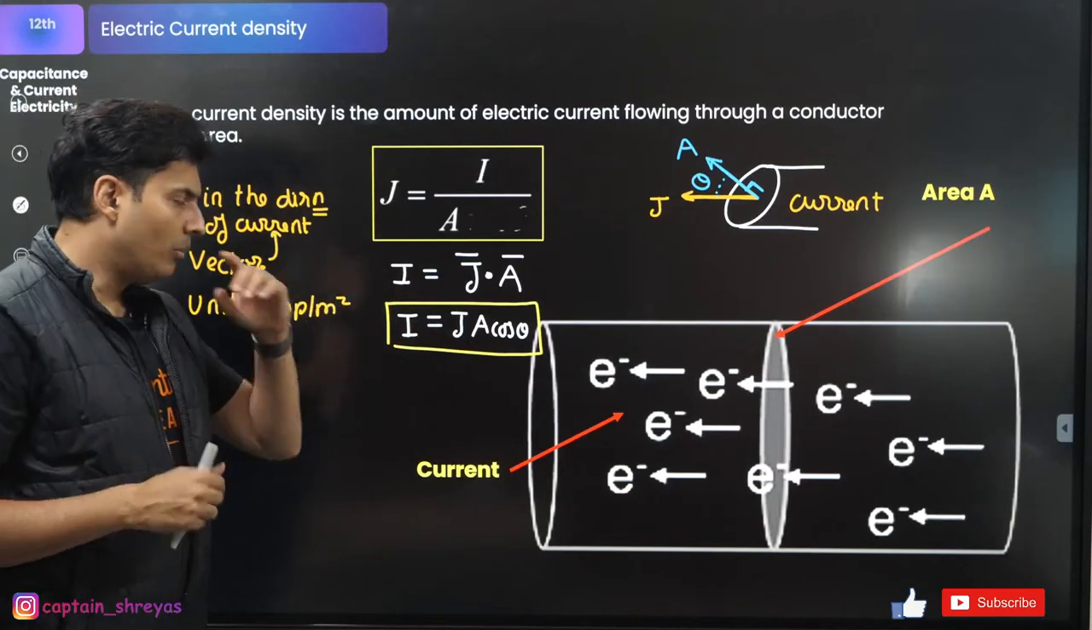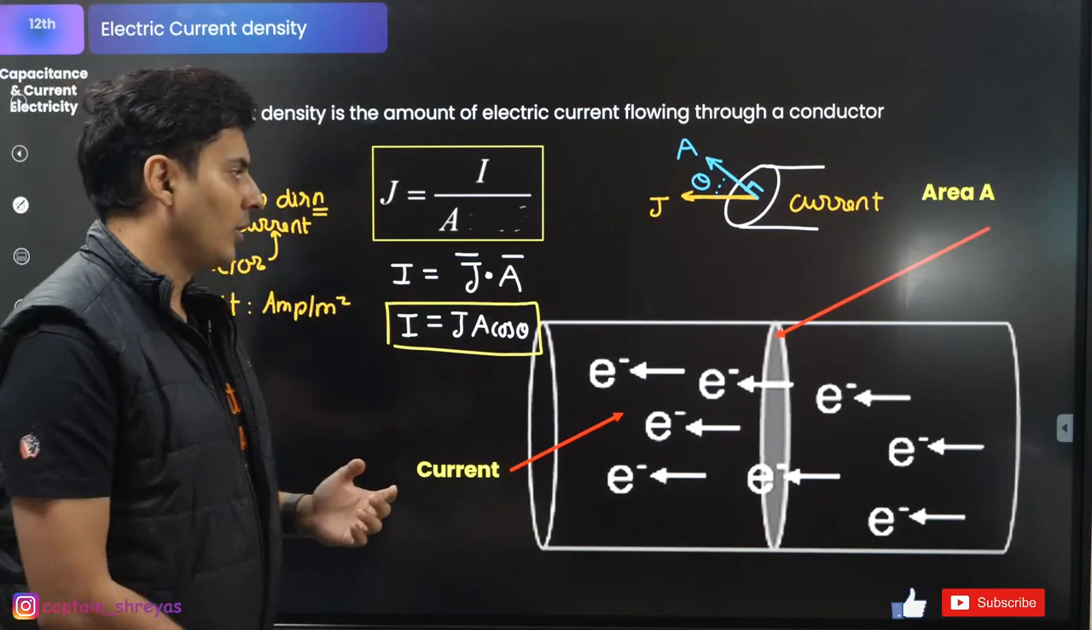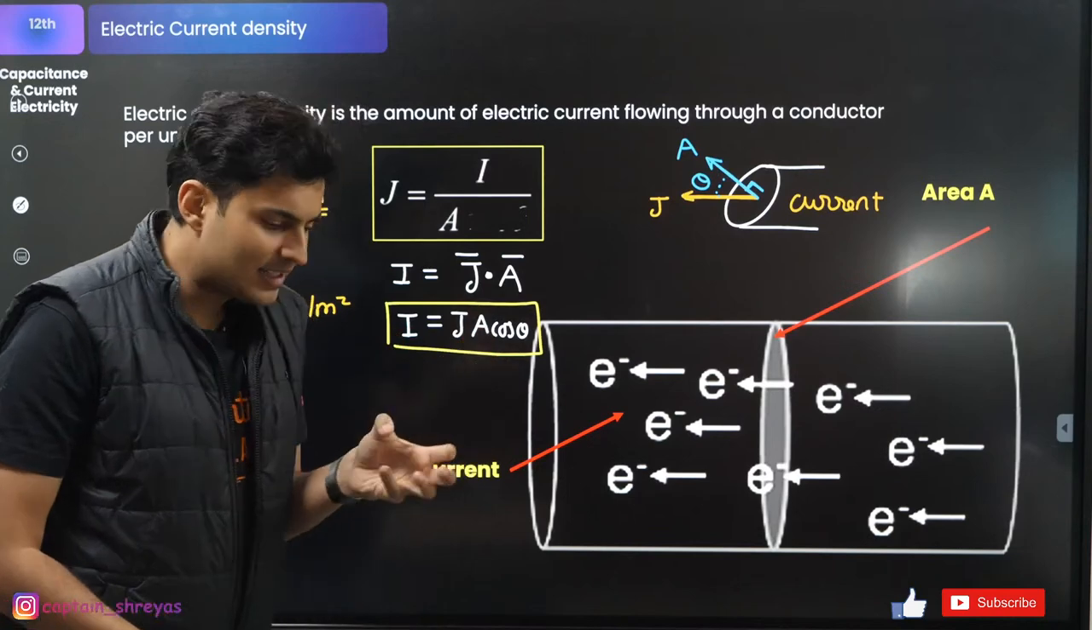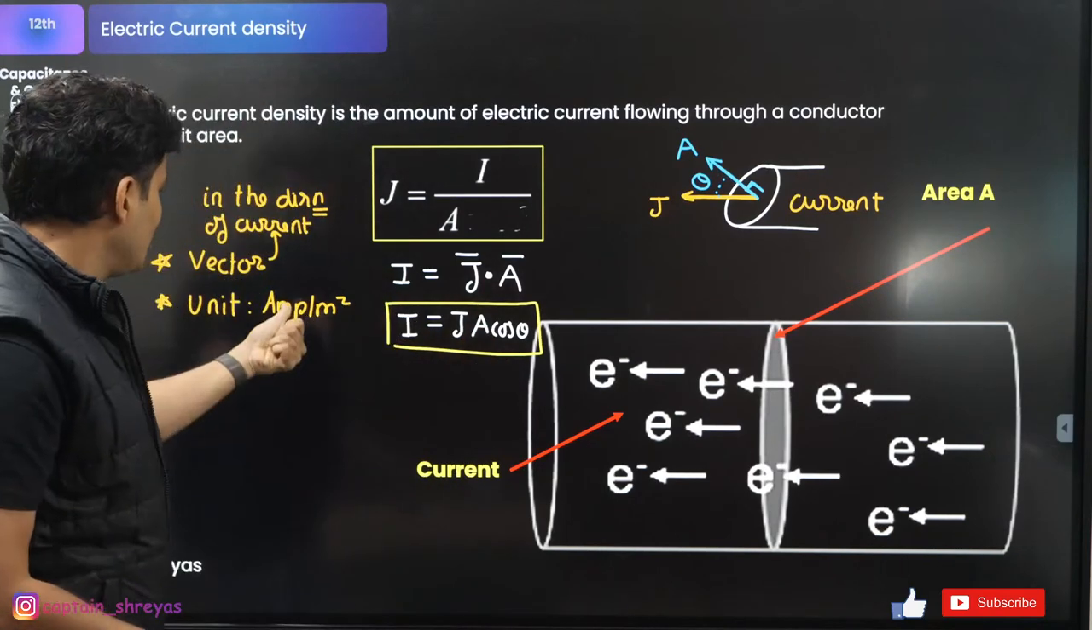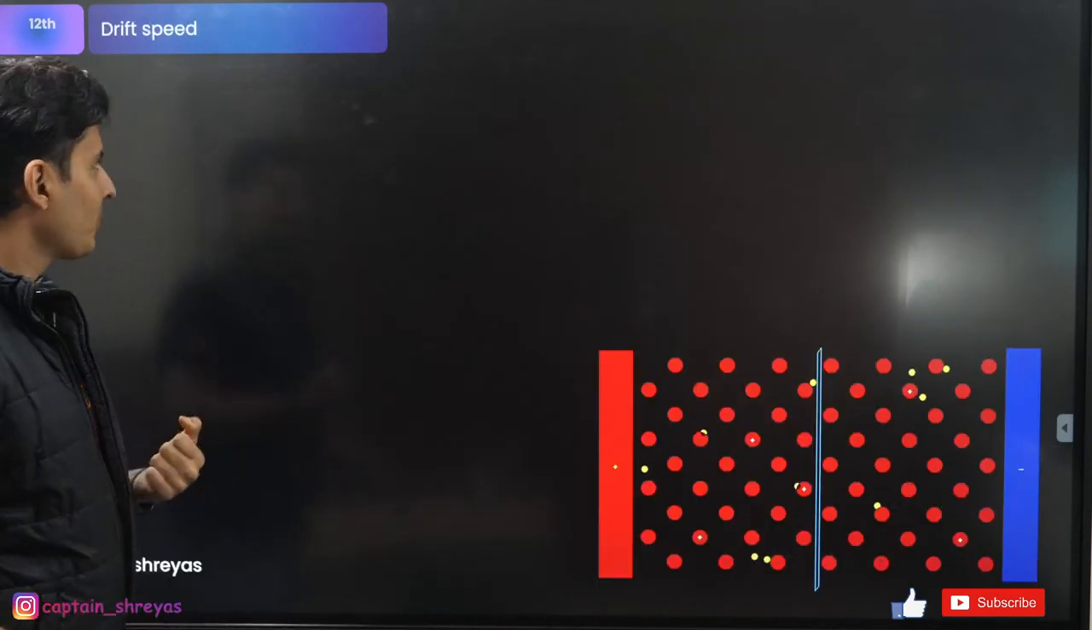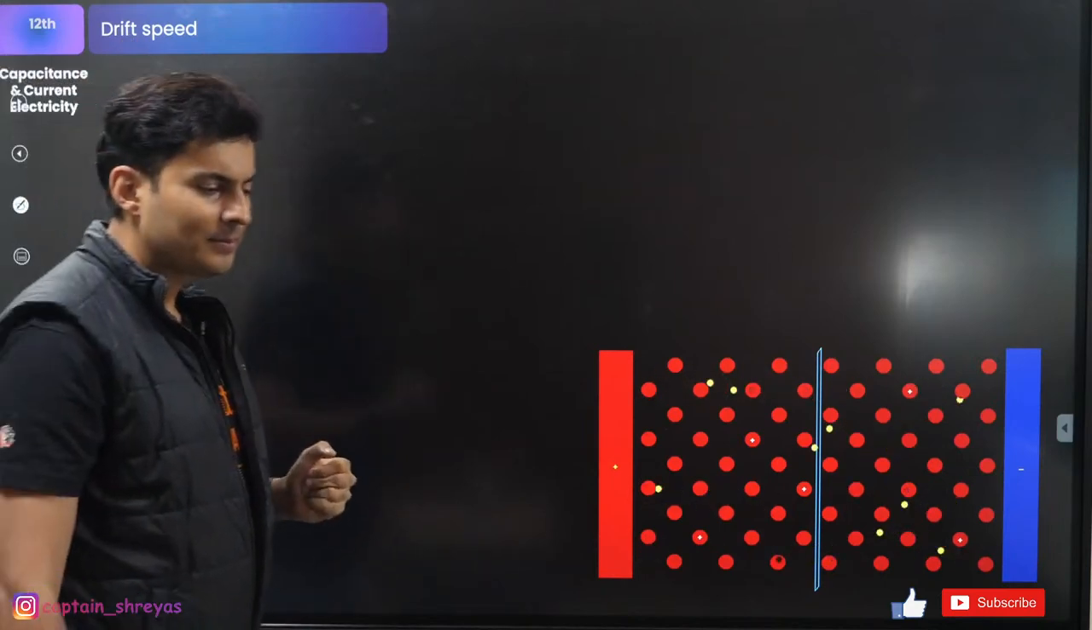Okay, very important: the current density formula. How much current is accumulated per unit area, per meter square. The next thing is drift speed.